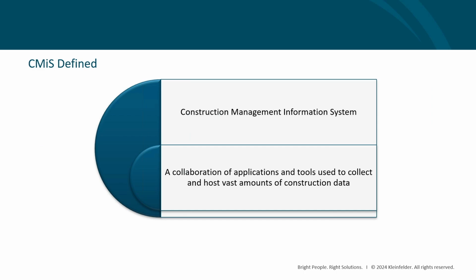So let's define CMIS. CMIS is a construction management information system. CMIS is a collaboration of applications and tools used to collect and host vast amounts of construction data. This can range from reports, photos, to purchase orders.